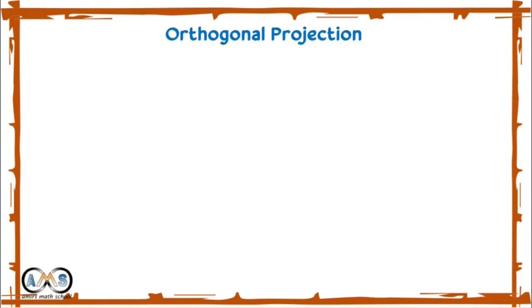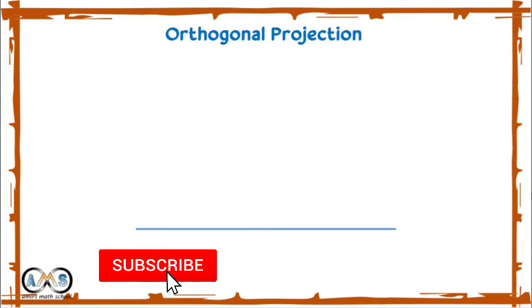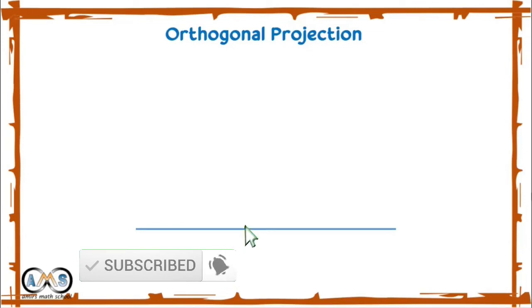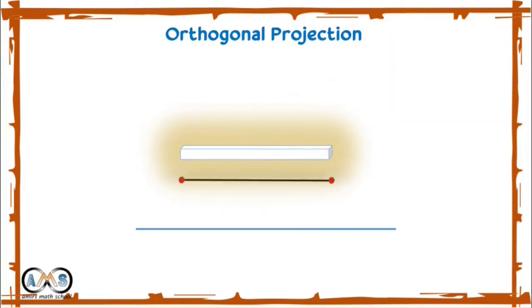Let's see some practical examples of orthogonal projection. If we want to find the orthogonal projection of any given line on any definite straight line, in that case just imagine one light source here. Then the shadow of this line on this definite straight line will be the orthogonal projection of this line. This one is the orthogonal projection of this given line. That is, we can say this orthogonal projection is the shadow of this line.